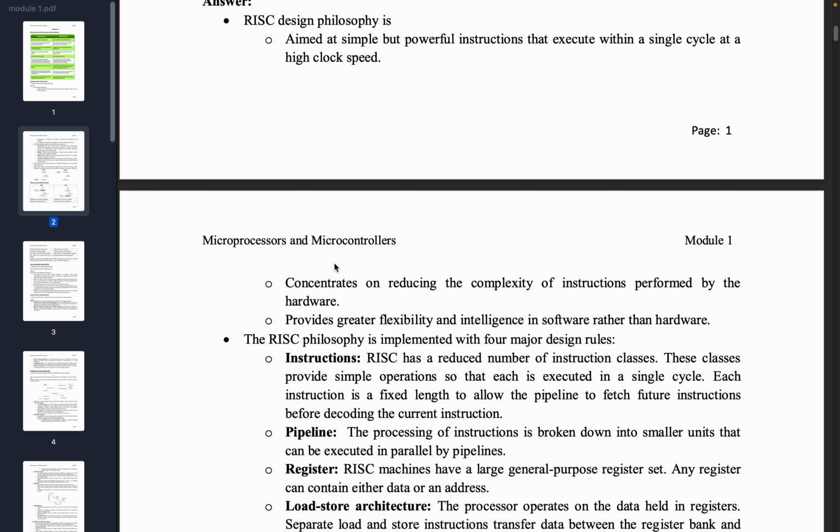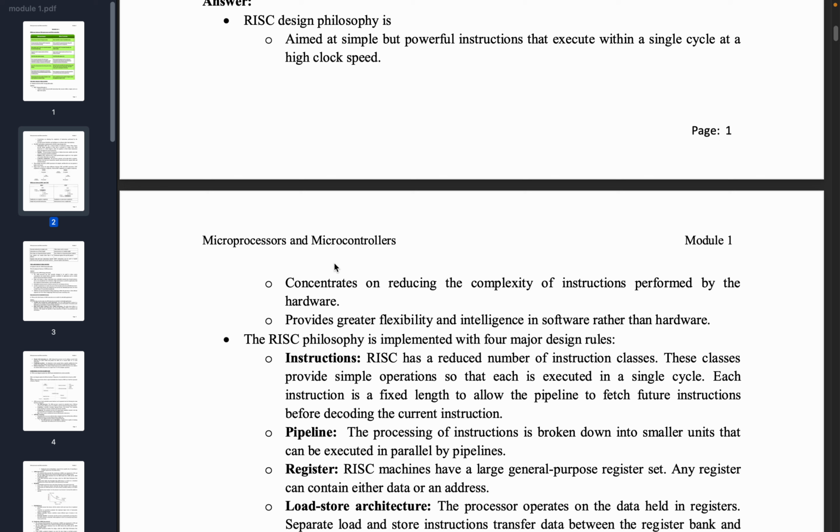Then RISC philosophy implements four major design rules: instructions, pipeline, registers, and the load and store architecture. We will discuss them one by one, first the instructions, then the pipeline, registers, and load and store.